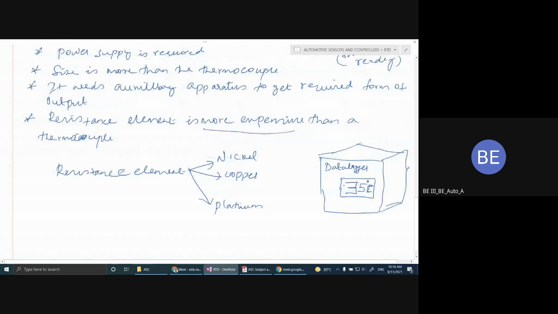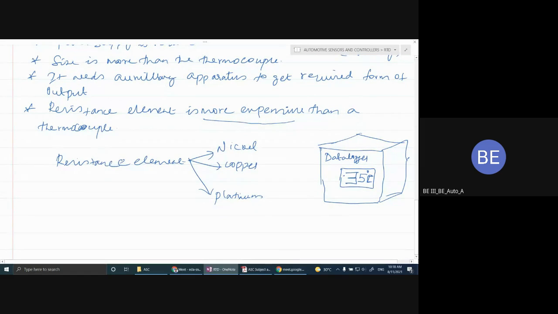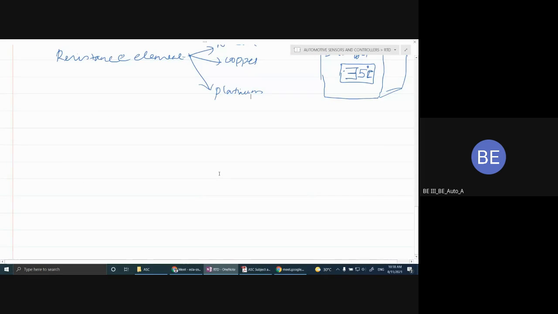So instead of monitoring the temperature using this RTD, we are using this platinum. With the platinum as the resistance element we are using, the platinum element is very expensive. Likewise, copper as well as nickel is also more expensive. But measuring temperature using a thermocouple will not be much expensive. Is it clear?